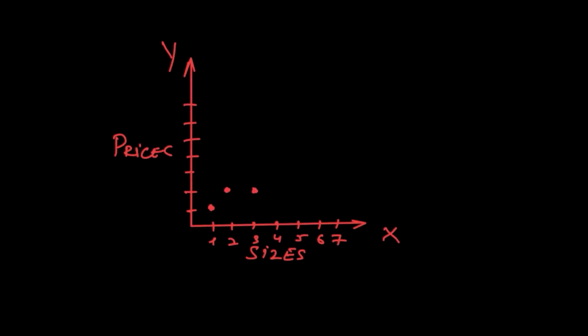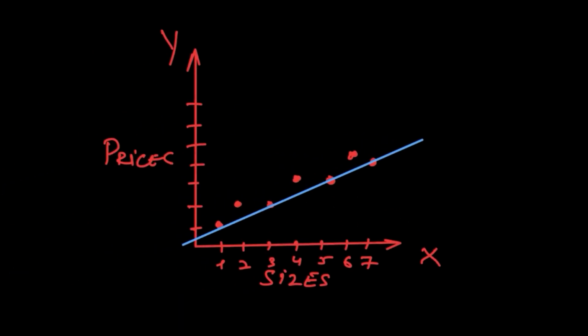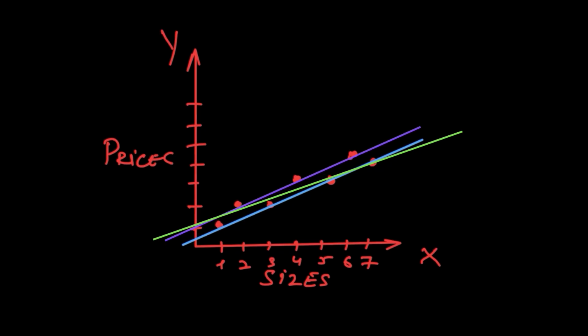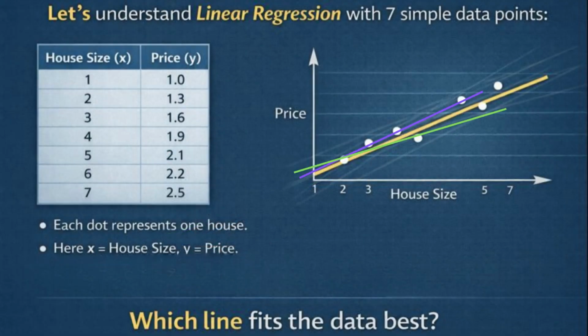Each dot represents one house. Already we can see a trend. As size increases, price generally increases. Our goal is to describe this relationship using a straight line. Not because the world is perfectly linear, but because a straight line is the simplest model we can start with. But here's the key question. Which line should we choose? And more importantly, how do we choose it mathematically, not by intuition?